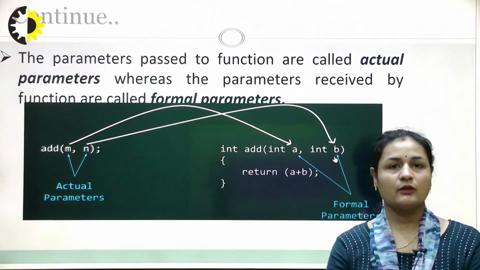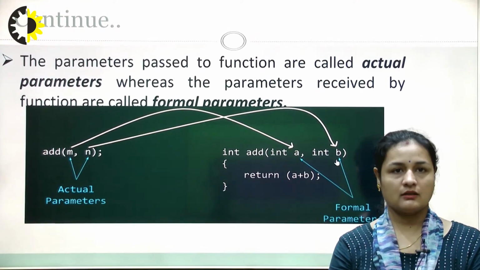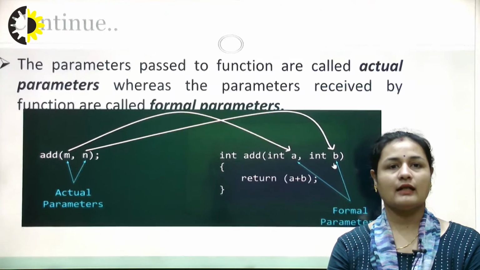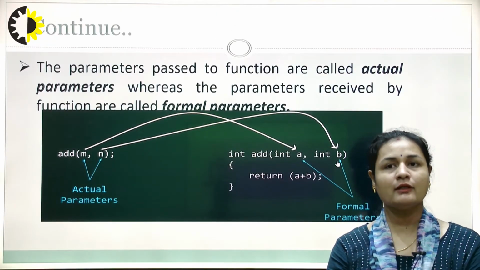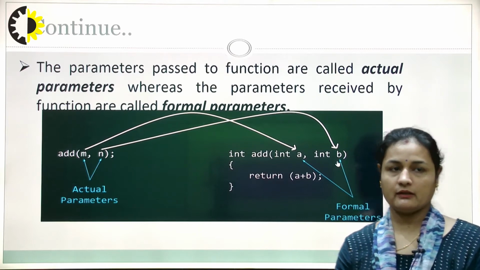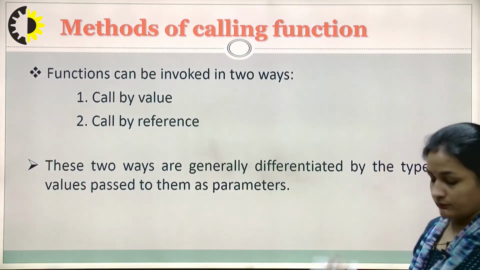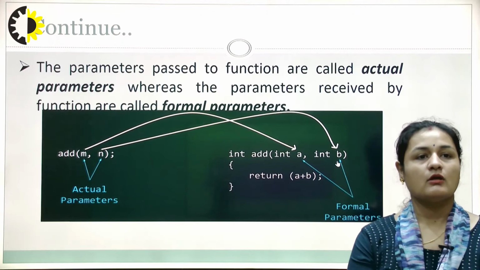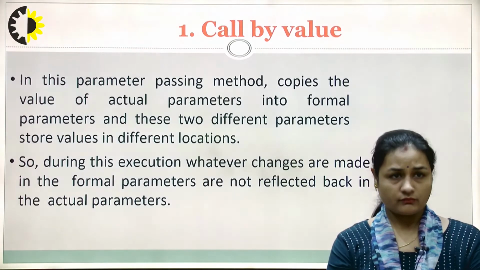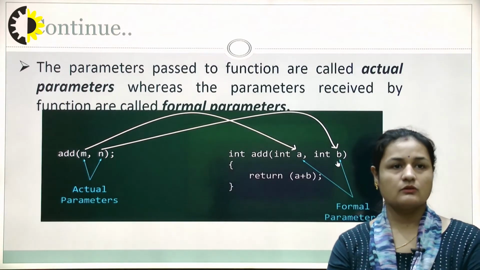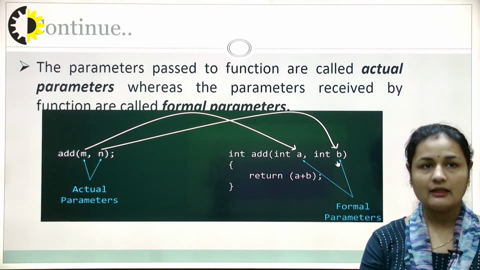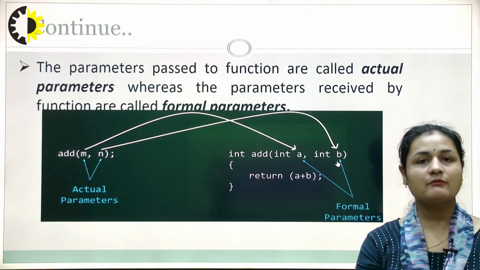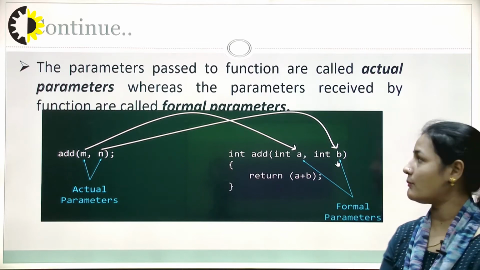So first we recall the previous video, that is what are the actual parameter and what are the formal parameter. Then we go to our topic. As I told you, the parameters passed to a function are called actual parameters, whereas the parameters received by a function are called formal parameters.